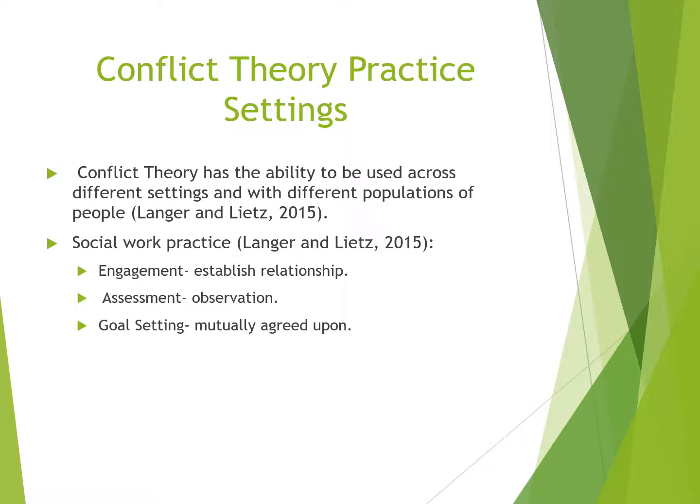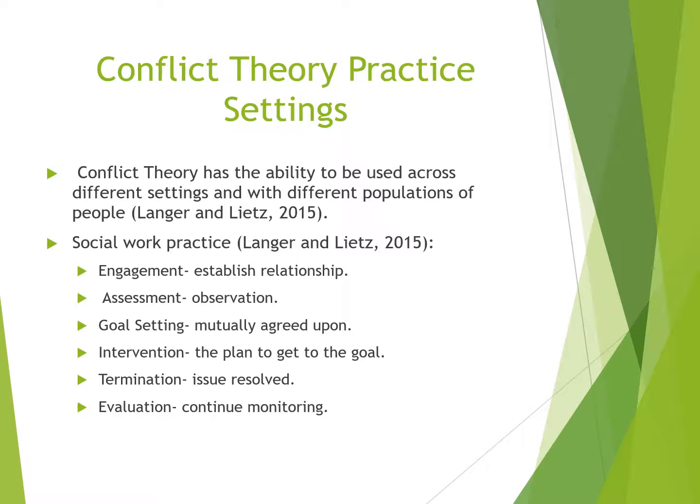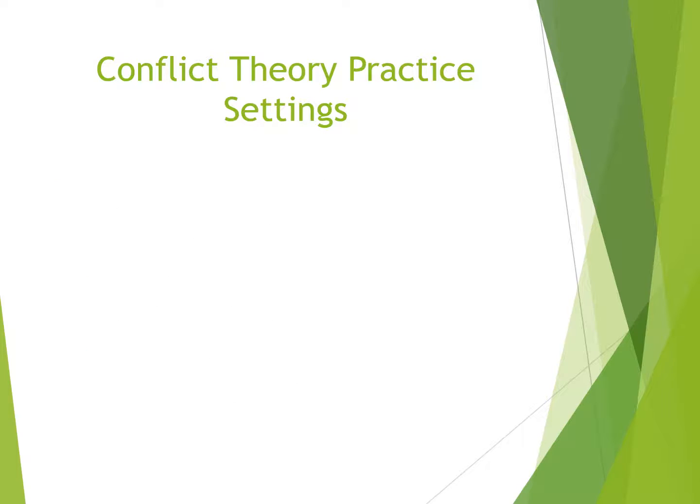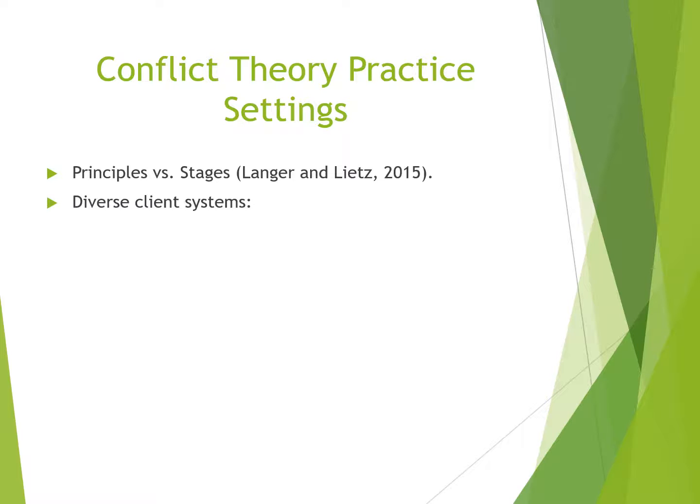Goal setting helps the social worker and client find common ground in midst of a conflict. Intervention requires the social worker to make a plan of action in order to help guide the client to their goal. Termination occurs in conflict theory when the issue between power has been resolved. Evaluation is continuing of monitoring the power differences. Since conflict theory has principles rather than stages, it can be used across different settings and populations.